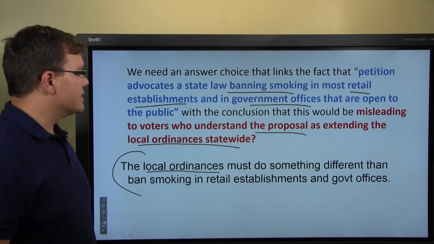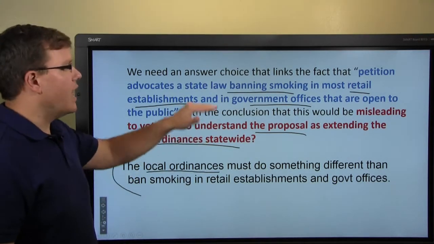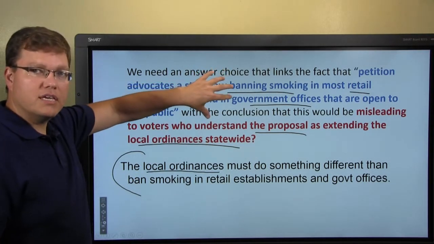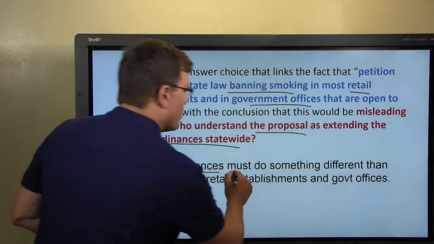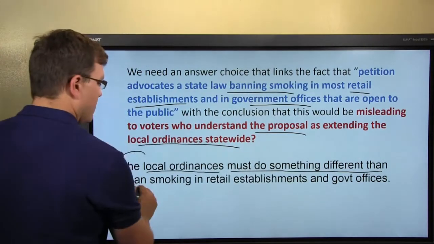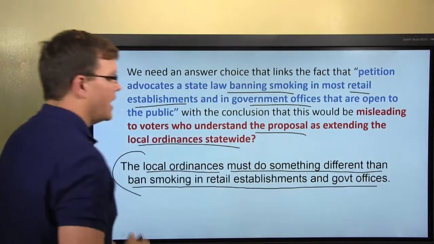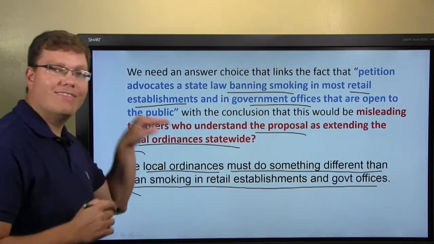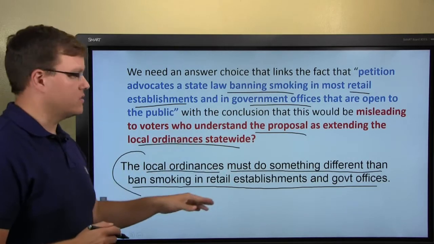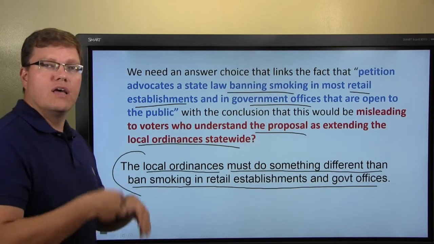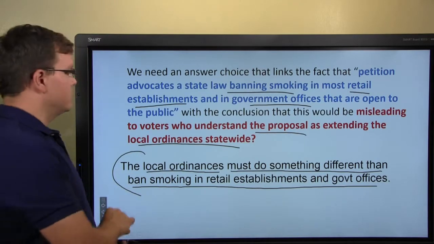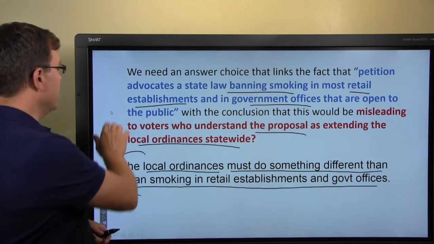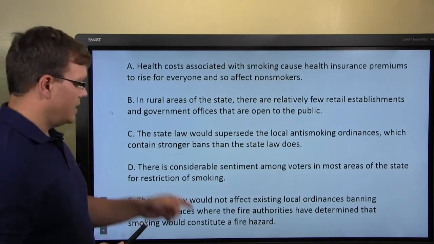But whatever it is, the local ordinances cannot line up with what this petition is, or else it wouldn't be misleading. So we want to say the local ordinances must do something different than ban smoking in retail establishments and government offices. And this is what you take to the answer choices. Which answer choice is it that's going to tell us that the local ordinances do something different? And finally, we're ready for those answer choices, and here we go.